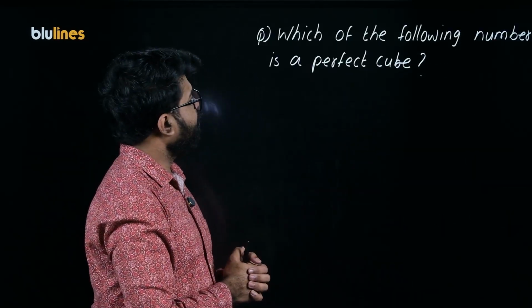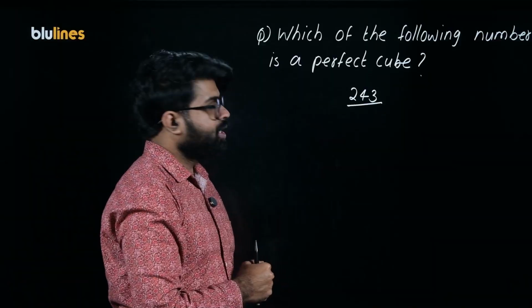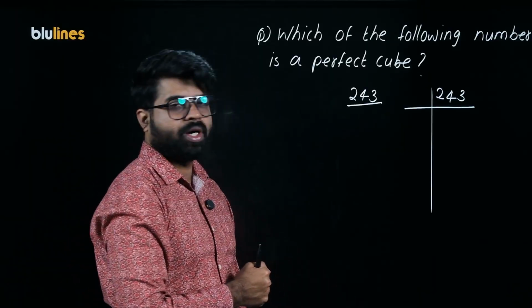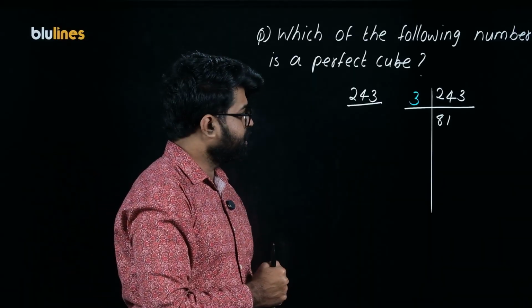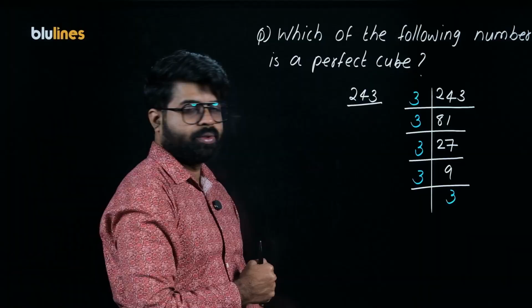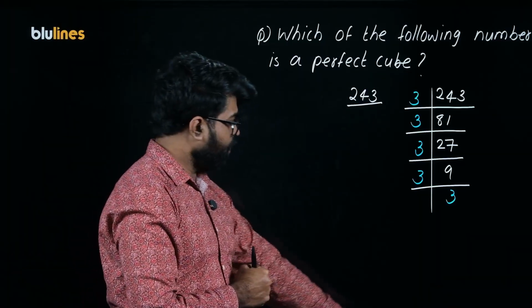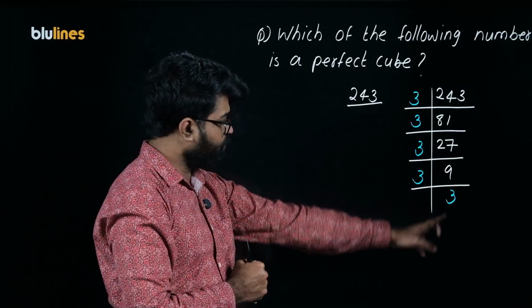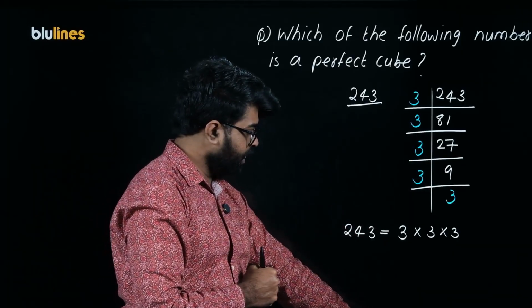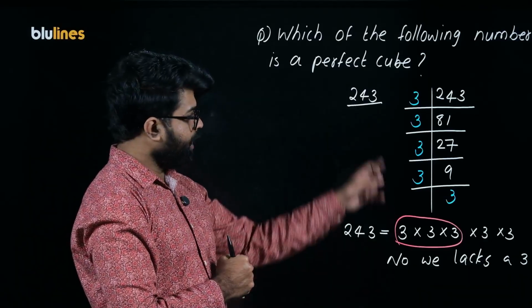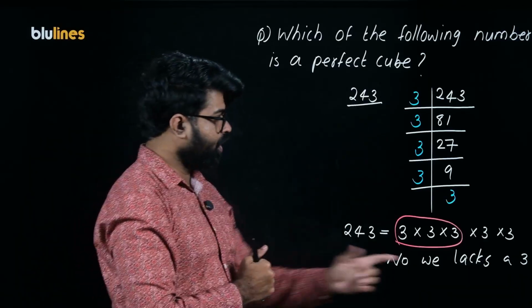Next one, which of the following numbers is a perfect cube? The first number is 243. So we can prime factorize 243, which is 81, again that is 27, again which is 9, then 3. So 243 can be expressed as, we have 1, 2, 3, 4, 5, that is 3 into 3 into 3 into 3 into 3. To make this a perfect cube, we need one more 3, right?